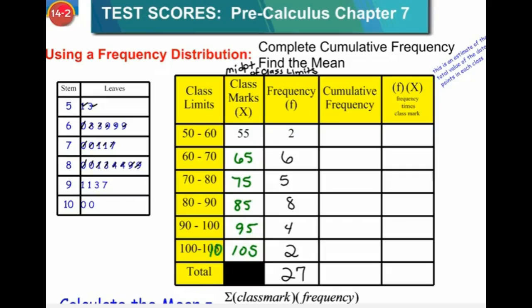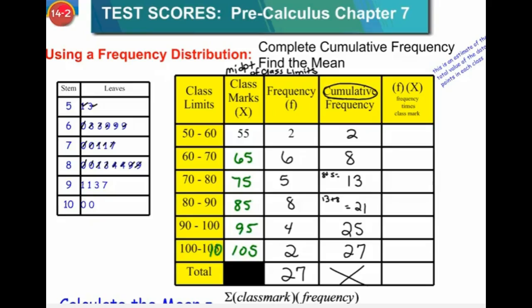And now go ahead and do your cumulative frequency. What cumulative means is to accumulate. So we're going to accumulate the total number of data points. So I'd have 2 plus 6 gives me 8. 8 plus 5 equals 13. 13 plus the 8 equals 21. 21 plus 4 equals 25. 25 plus 2 equals 27. And that's a good thing because that ties out with what we thought for the number of data points.